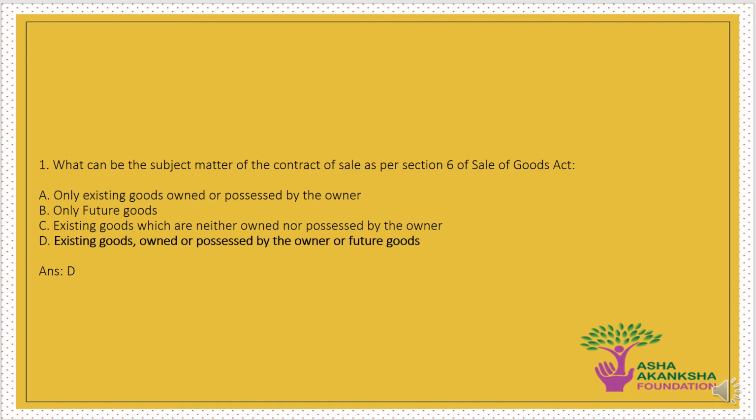The correct answer to this question is option D. That is, the subject matter of the contract of sale as per section 6 is the existing goods owned or possessed by the owner, or future goods.